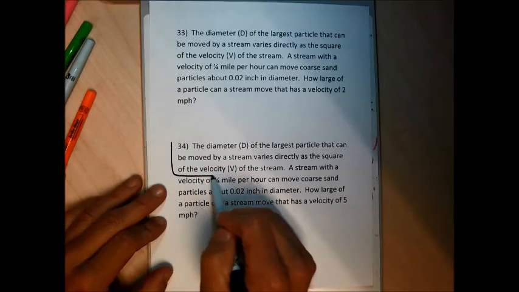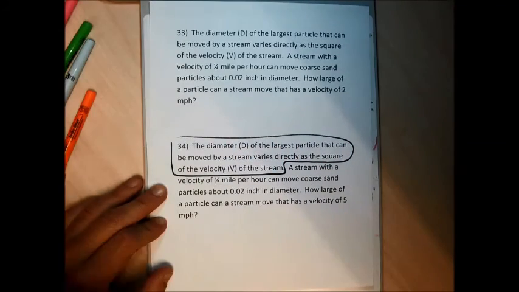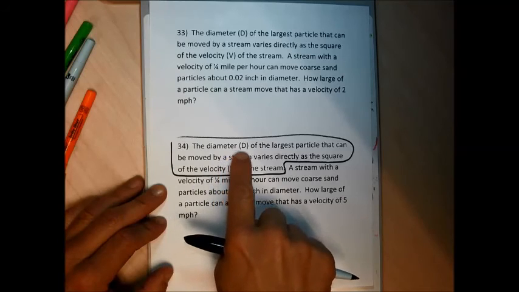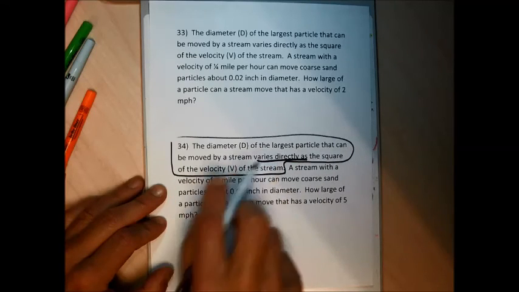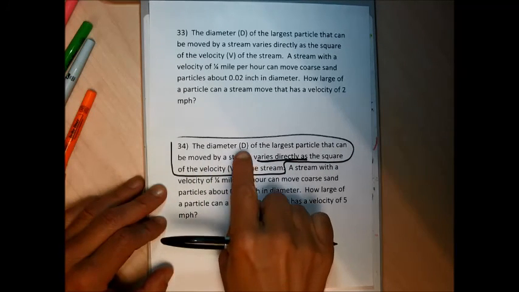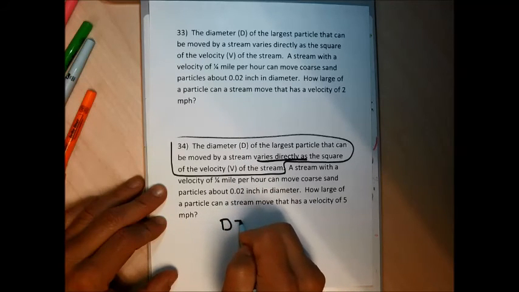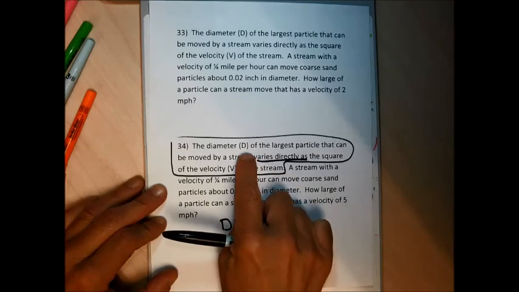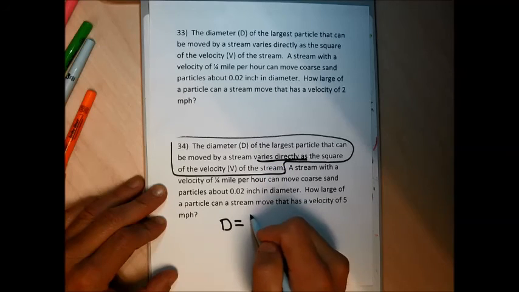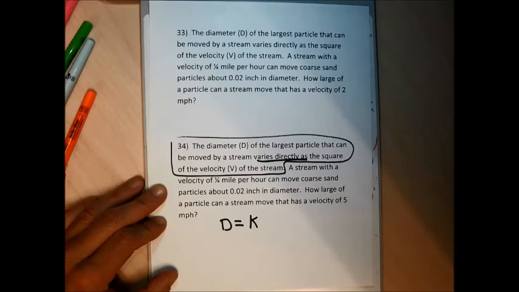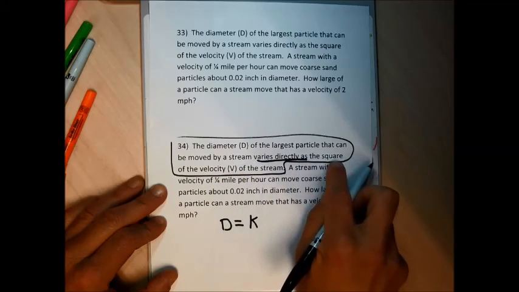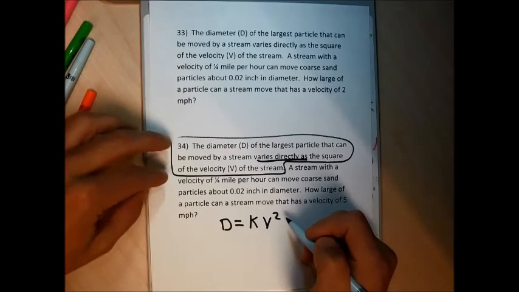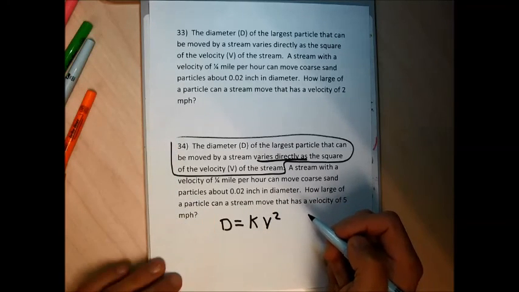Well, first sentence, I need to create an equation with a k. The diameter d of the largest particle that can be moved by a stream varies directly as the square of the velocity v of the stream. The first letter I see is d. I'm going to write it to the left of an equal sign. And that represents the diameter of the largest particle that could be moved by a stream. Then I see it varies directly, so I need a k without any division. And then the square of the velocity v, that velocity needs an exponent of 2. So that junky equation converts to d equals kv squared.